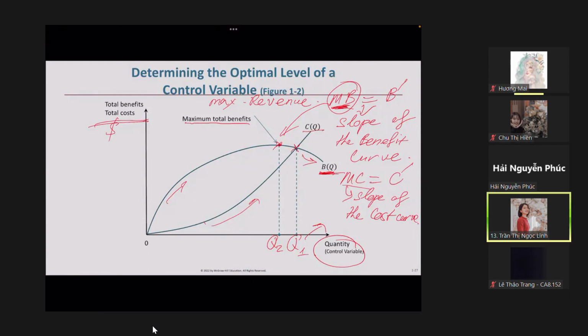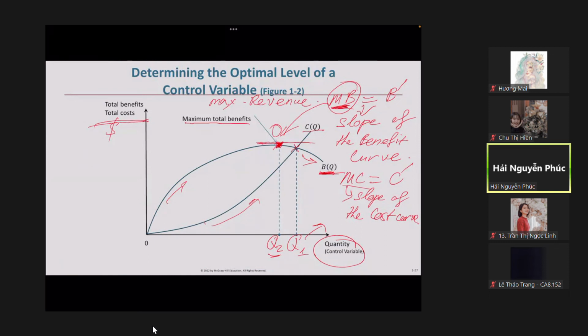Anyone? Positive and greater than MC. Yeah, you're correct, but I'm asking about the point Q2. At Q2, what do we have? The value of MB, of marginal benefit, is equal to 0. See it? It is the slope of the tangent line to the benefit curve.